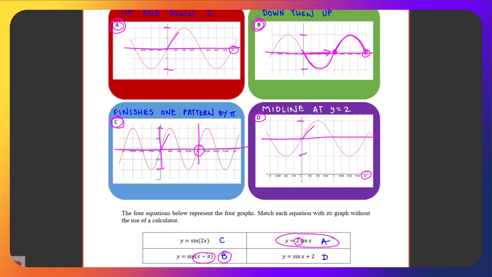C finishes one pattern by pi, so it gets shrunk in the x direction. And so we learn that if it's a 2 on the x, it divides it by 2, whereas the other ones go to 2 pi. If I divide 2 pi by 2, I get 1 pi. And then for D, the midline is at y equals 2. That means the graph moved up 2, and that seems to be what this plus 2 does in all of our graphs that we've seen up until now.